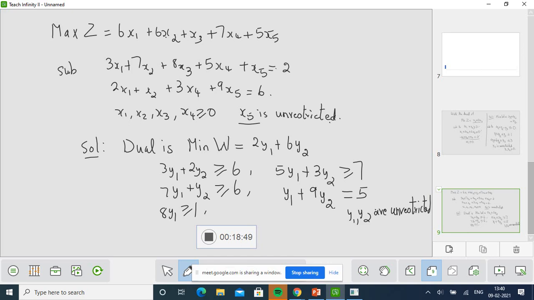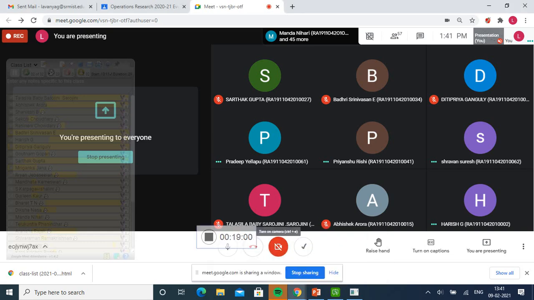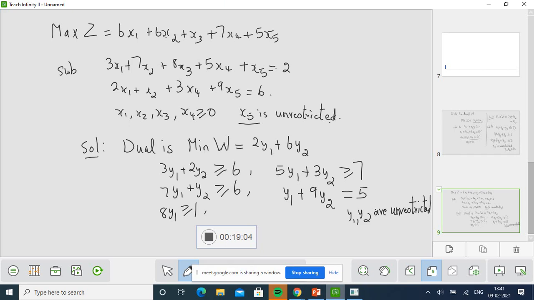So everybody is now in a position to write the dual of a given problem. If I give you the primal problem, is it possible for everybody to write the dual problem? Now we'll do one small problem.